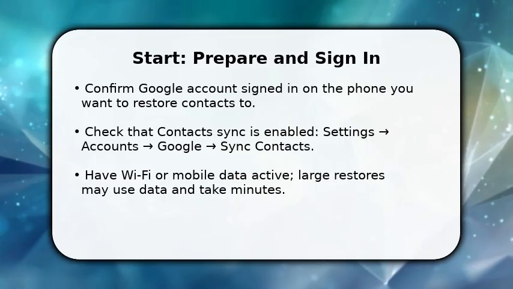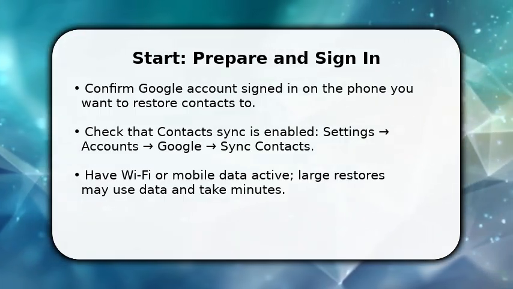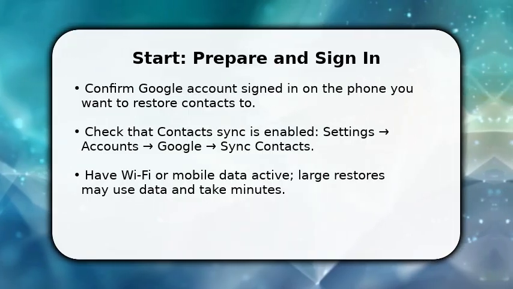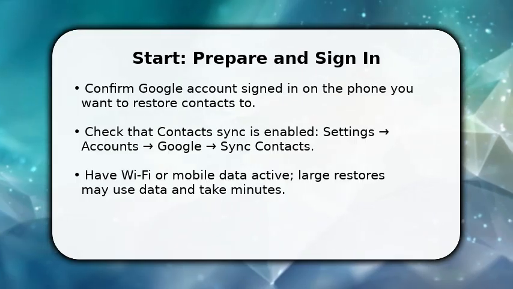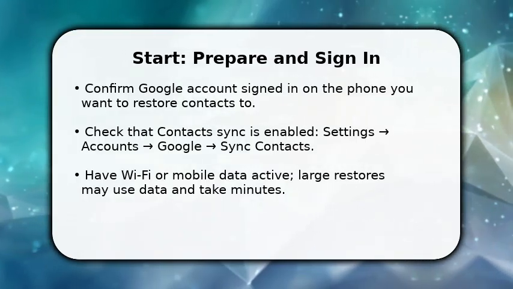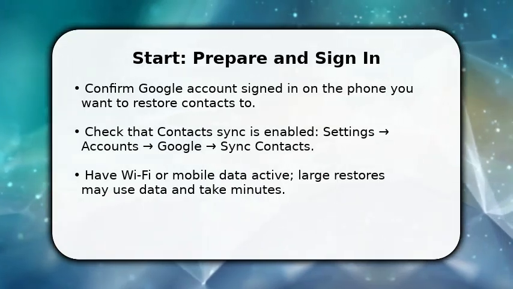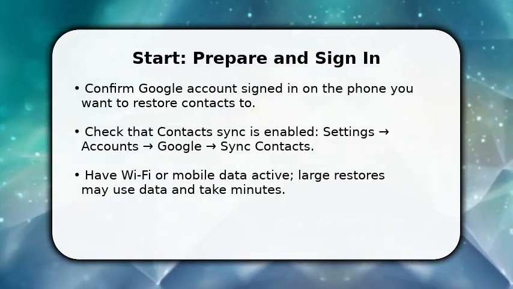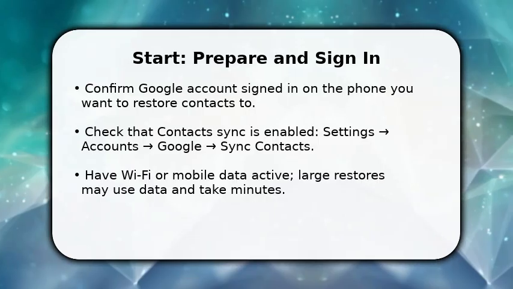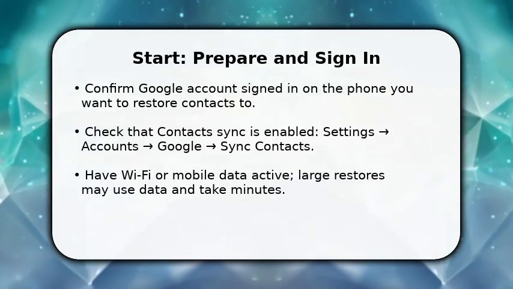You start by using the account that holds the contacts. Sign into that Google account on your phone now and make sure Contact Sync is enabled. Go to Settings, Accounts, Google, then toggle Contacts. Once signed in, connect to Wi-Fi to avoid mobile charges because restores can be big. If you recently changed accounts, switch back. If you need to, add the account first. This gets the device ready to pull data from Google Contacts and prevents conflicts with other contact sources.